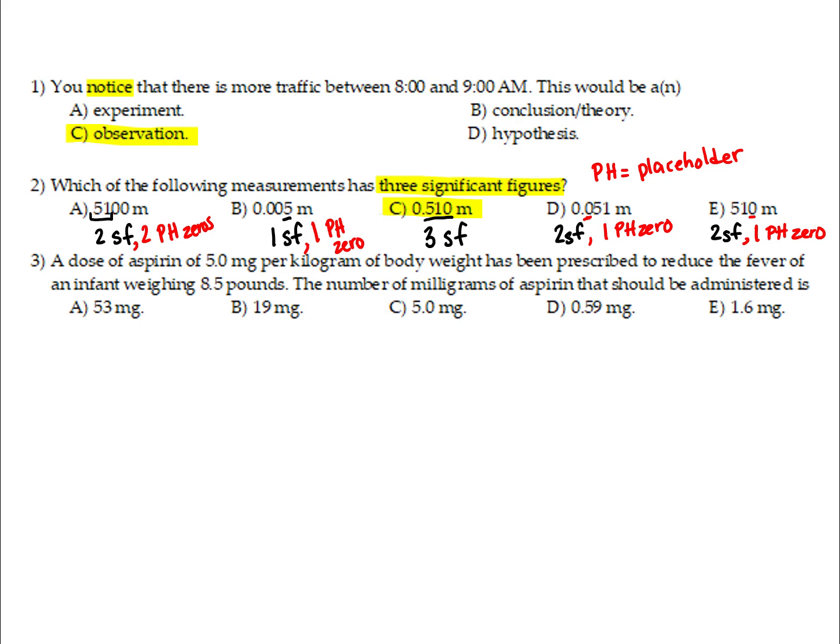A dose of aspirin of 5 milligrams per kilogram of body weight has been prescribed to reduce the fever of an infant weighing 8.5 pounds. The number of milligrams of aspirin that should be administered is. Well, let's highlight the relevant information here. We have 5 milligrams per kilogram of body weight, and we have an infant that weighs 8.5 pounds, and we need to figure out the number of milligrams of aspirin to give to this little baby.